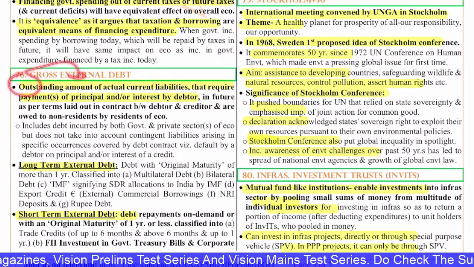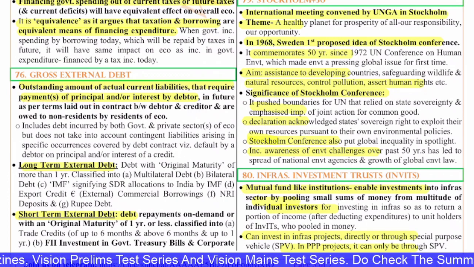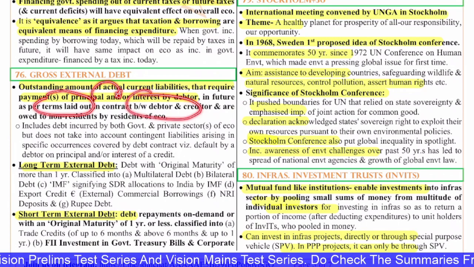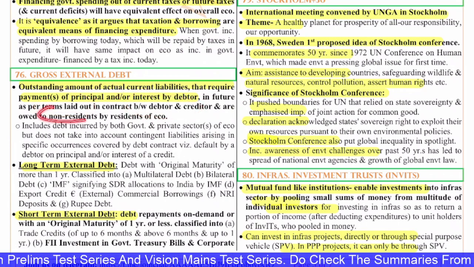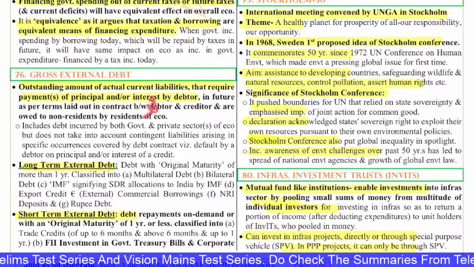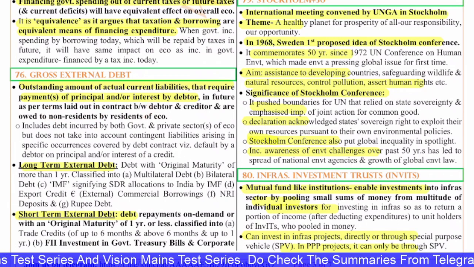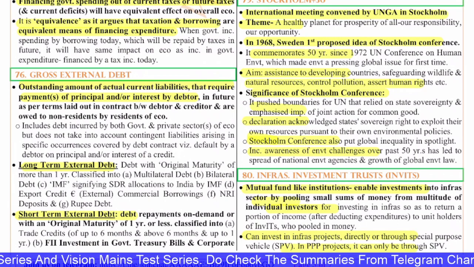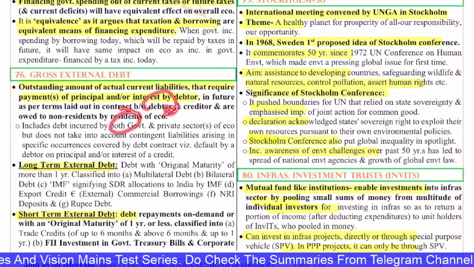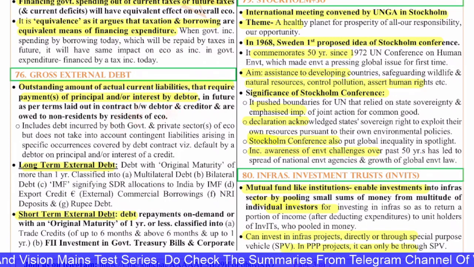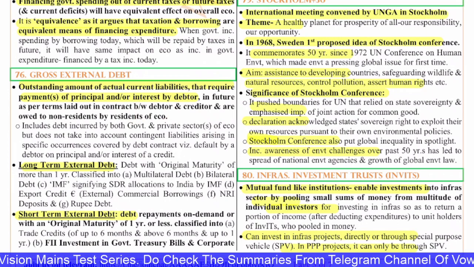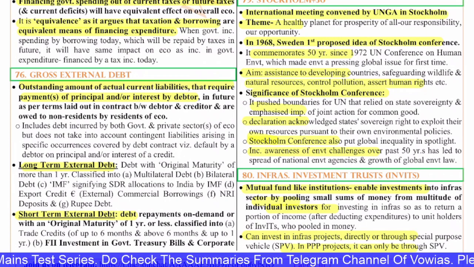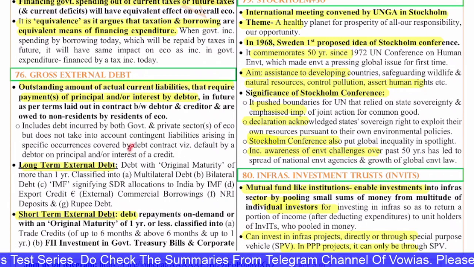Outstanding amount of actual current liabilities that require payments of principal and interest by the debtor in future as per the terms laid out in the contract between the debtor and creditor, and are owed to non-residents by residents of an economy. The money which is owed to foreign countries or foreign people is called external debt, and it includes debt incurred by both government and private sector. It does not take into account the contingent liabilities arising in the specific occurrence covered by the debt contract via default by a debtor on the principal and interest of a credit.